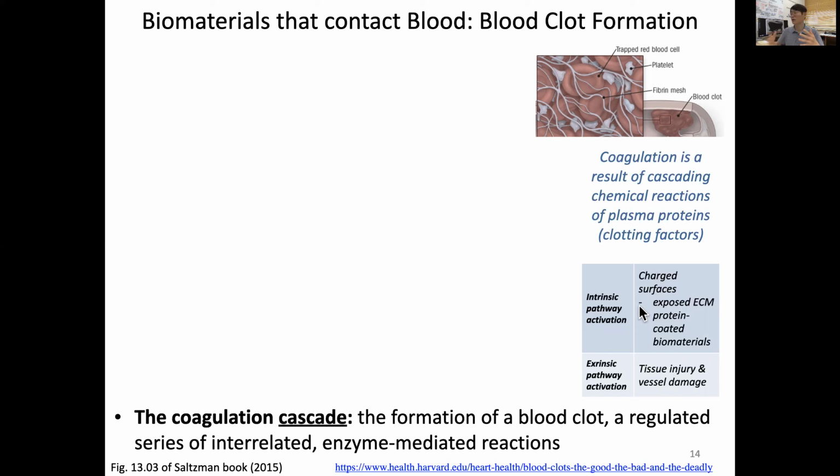From a biomaterial point of view, for biomaterials which are in direct contact with the blood, it's known that proteins first adsorb. They cover the biomaterial, and that protein coating is likely to cause the intrinsic pathway of blood clotting. So that is a big risk. The other, extrinsic pathway, is activated by tissue injury and resulting vessel damage. Then we have a risk of losing blood and bleeding, so the extrinsic pathway is activated and starts to run blood clotting.